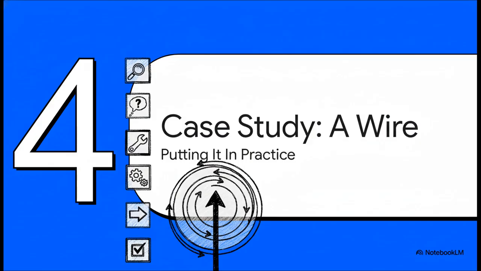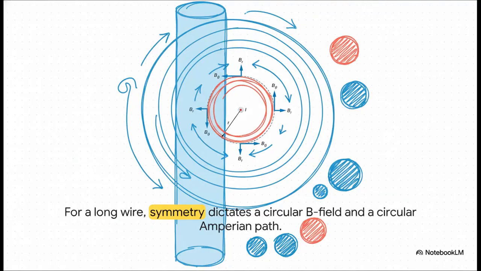All right, time to put all this theory into practice. We're going to take our 6-step strategy and use it to solve the most classic of all magnetism problems, finding the magnetic field around a long, straight wire carrying a current. Step 1, we've got cylindrical symmetry. Step 2, because of that symmetry, the B field has to form perfect circles around the wire.